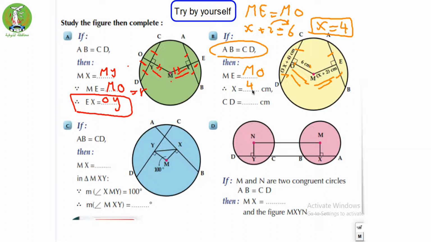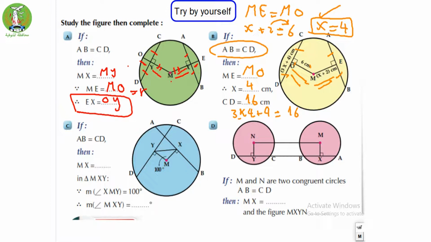CD equals space centimeters. CD equals 3x plus 4 centimeters. And we find the value of X equals 4 by substituting in this relation: 3 times 4 plus 4, which equals 12 plus 4 equals 16 centimeters. Then CD equals 16 centimeters.